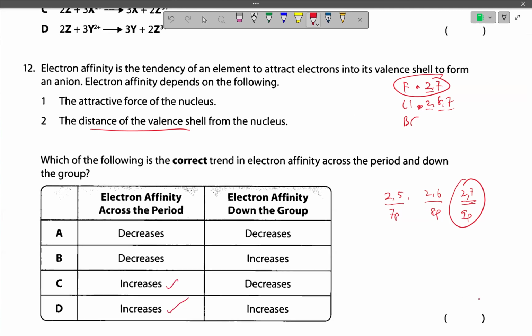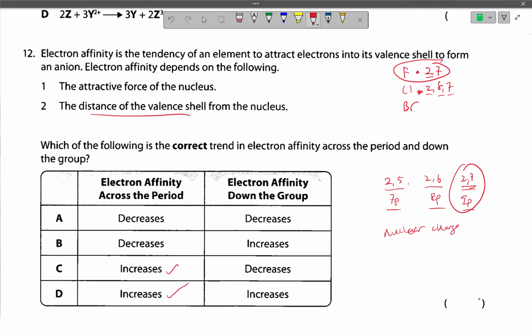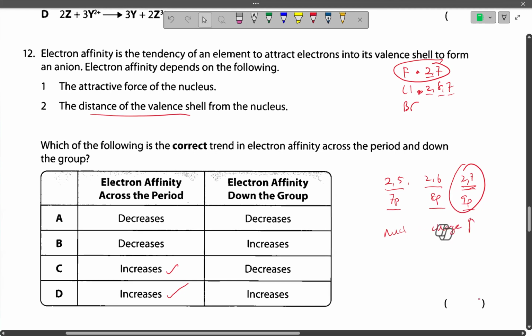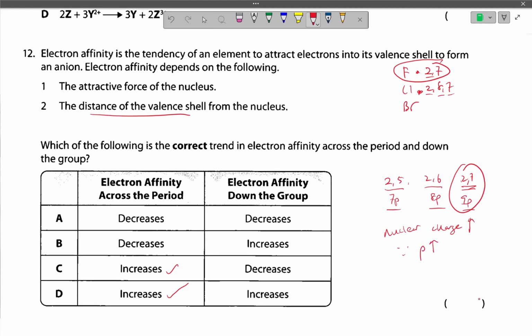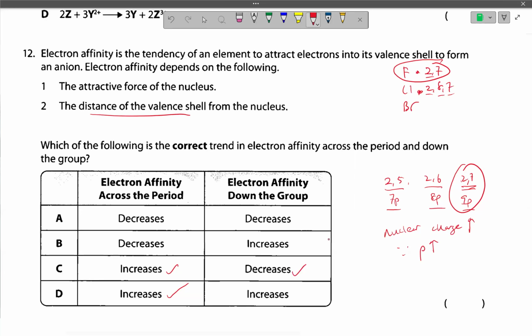because the number of protons increases, nuclear charge increases, and attractive force increases. Then down the group, you see that the shell becomes larger and larger. A larger shell means the distance is further, right? So as you go down the group, electron affinity decreases, because the valence shell is further away, so the attractive force decreases.